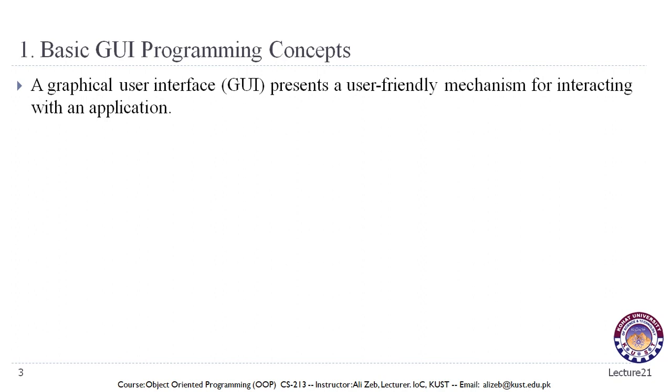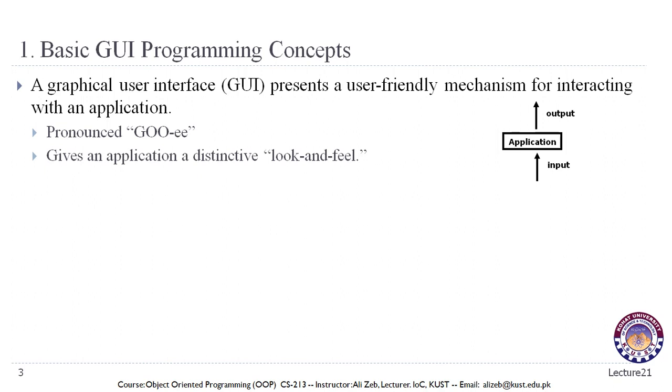A graphical user interface presents a user-friendly mechanism for interacting with an application. For example, you provide an input to the application, and it provides you the output on the screen. A GUI, pronounced as GUI, gives an application a distinctive look and feel.